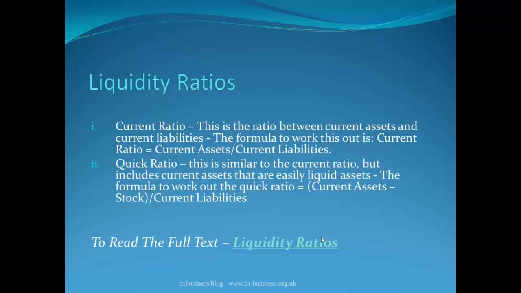The other ratio that companies need to look at or consider is liquidity ratios. The first one is current ratio. This is the ratio between current assets and current liabilities. The formula to work this out is take your current assets and divide those by your current liabilities. Another one is a quick ratio, which is similar to the one above, but it only includes current assets that are easily liquid assets. So in this case, you take your current assets, take away stock, which is not easily liquid, and divide that by current liabilities, and that will give you your quick ratio.